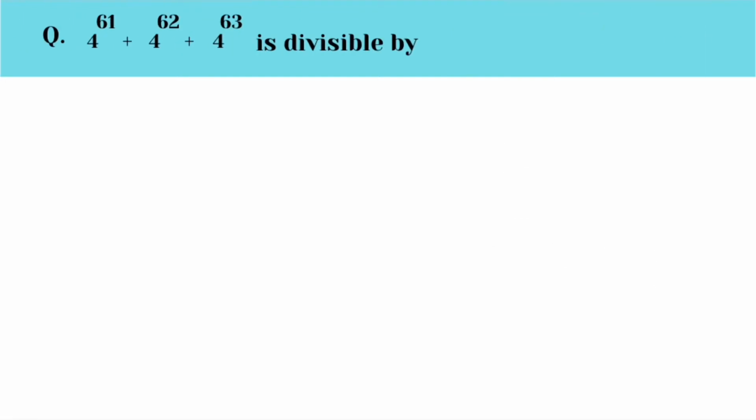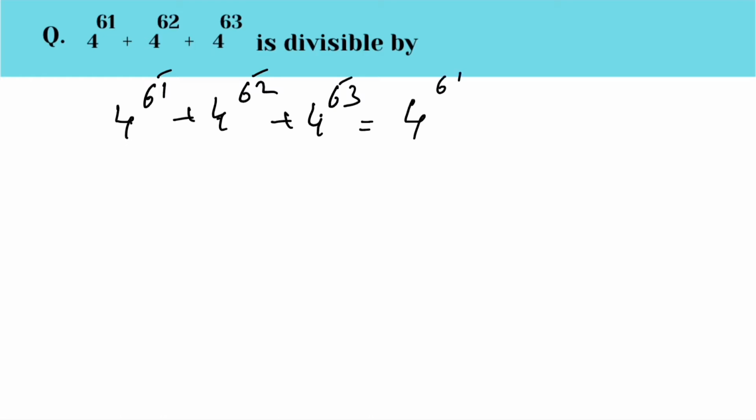They gave the question like, 4 to the power of 61 plus 4 to the power of 62 plus 4 to the power of 63 is always divisible by. So, in order to find out what is the number that always divides this number. If you see it, these 3 numbers are in high powers of 4. So, we cannot find this value. So, to avoid finding the value, let us take common out of these 3. What is the common here? 4 is common, and 4 to the power of 61 is common here.